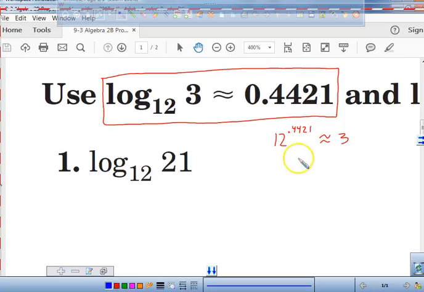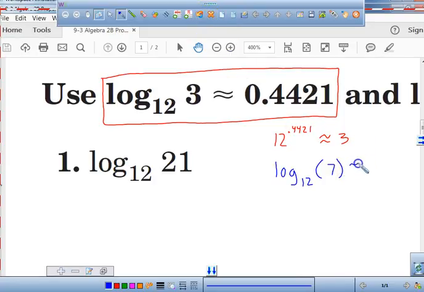Another piece of information that they've given you on problems 1 through 9 is that log base 12 of the number 7 is approximately equal to 0.7831. Is that correct? Looking at your papers?